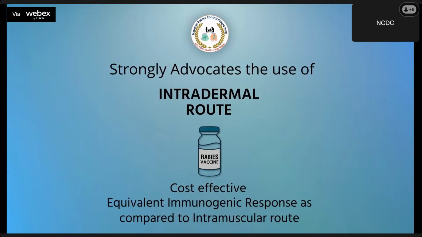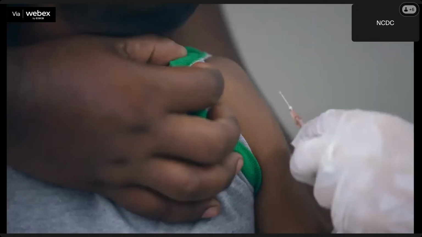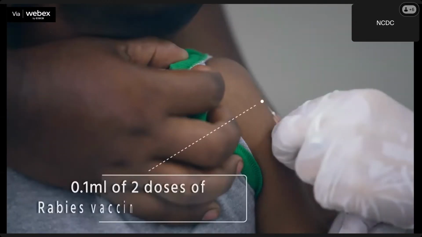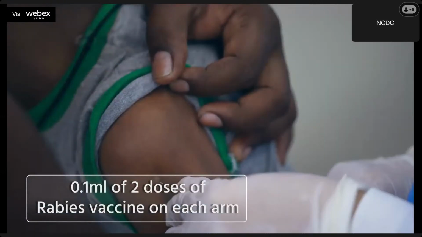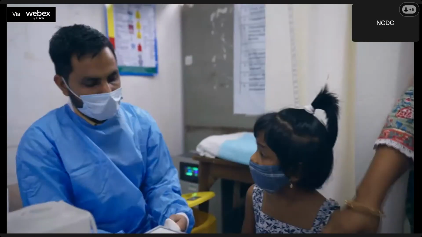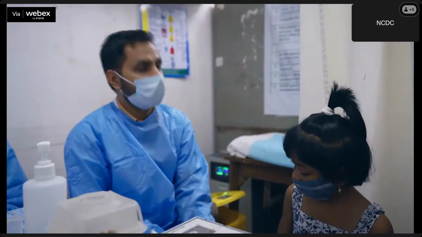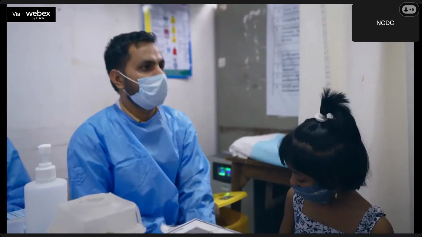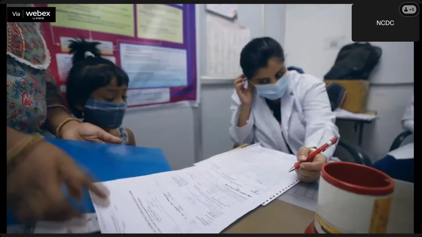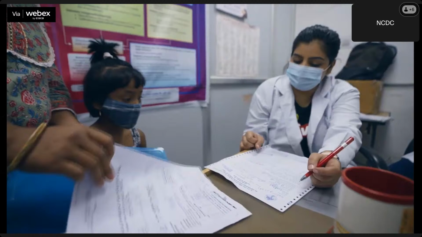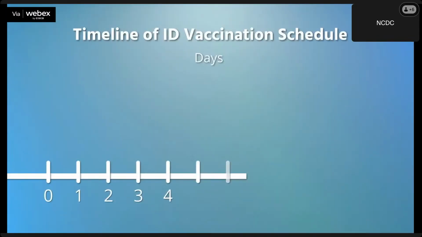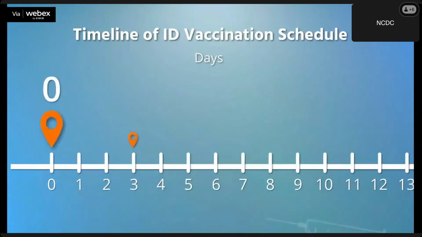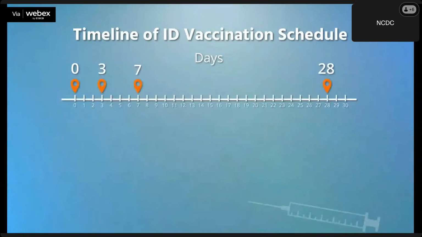Victim is given 0.1 ml of 2 doses of vaccine on each arm through the ID route. Her mother carefully listens to the nurse, explaining to them the vaccination schedule. Healthcare providers are responsible for informing patients about the need of completing the vaccine dosage on time, both verbally and in writing. The rabies vaccine is given on days 0, 3, 7 and 28 by intradermal route.